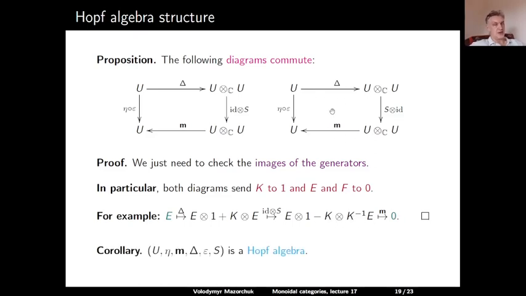And similarly for the other diagram. So if we put all this together, we get the corollary that our algebra U, together with the unit element eta, our multiplication m, the comultiplication delta, the counit epsilon, and the antipode S, is in fact a Hopf algebra.